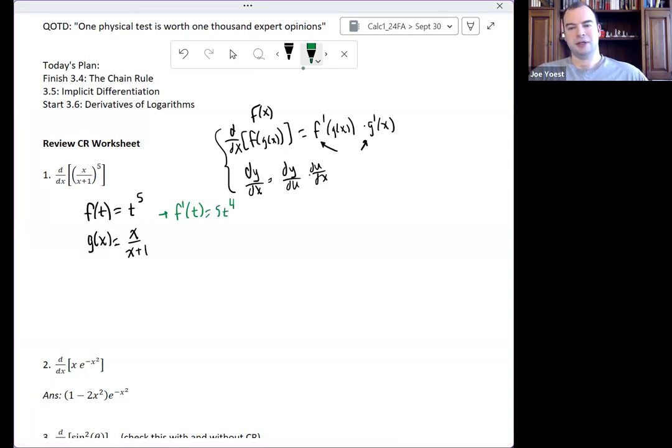Just 5t to the fourth. And what is g prime? Well, I know with my quotient rule, I have an over the bottom squared. And then I take bottom times the derivative of top, minus top times the derivative of bottom. And it looks like in this numerator, I have an x minus x. It all simplifies to just 1 divided by x plus 1 all squared. So I think that's what g prime is.